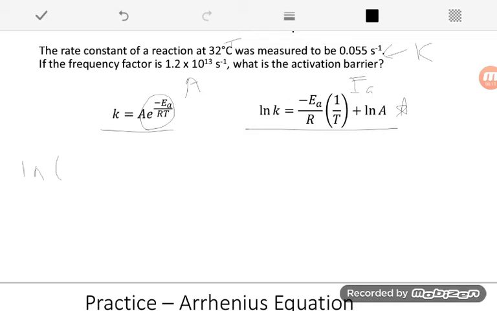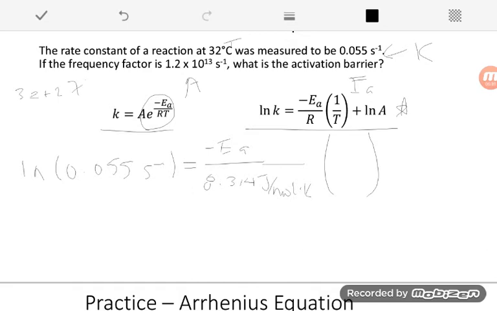So I'm going to take the natural log of 0.055, and that's equal to negative Ea. R, of course, is just a constant, so that's just 8.314 joules per mole Kelvin. I need to do 1 over my temperature. Now don't forget, temperature is always in Kelvin, so I need to take my 32 and add 273 to it, which will give me 305. So I'm going to plug that in Kelvin. See, my Kelvins here are going to cancel. And then plus the natural log of my frequency factor, which is 1.2 times 10 to the 13th per second.